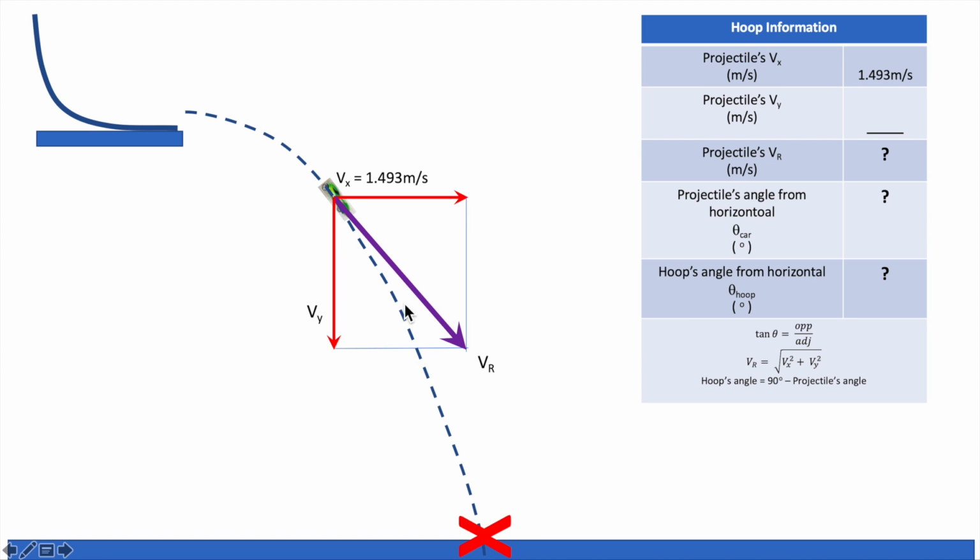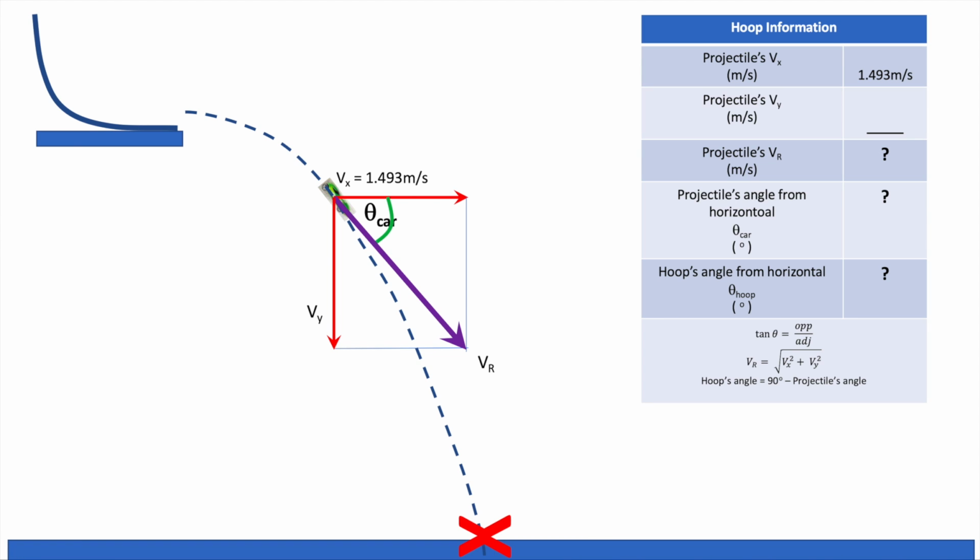And this vector here is tangent to this arc. So I want you to tell me what is the projectile's v sub y, this value here, which we will solve for in the previous part. What is the resulting velocity? And then also, what is the angle of the car? So when it's right here at this halfway point, what angle is it traveling at?